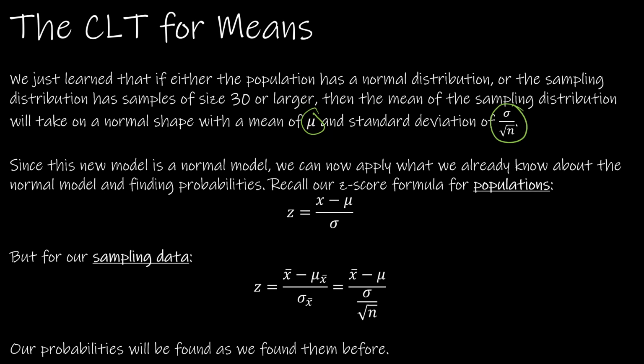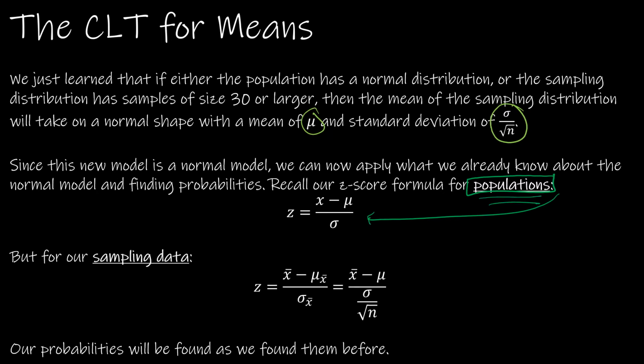Now, this new model is a normal model, and that means we can apply what we already know about the normal model. So think back to using Excel and NORM.DIST and NORM.S.DIST and all of those things, and finding z-scores and probabilities. Before, when we were finding the z-score for a population, we took x, which was our observed value, minus mu, the population mean, divided by sigma, the population standard deviation. So notice everything here has to do with the population.